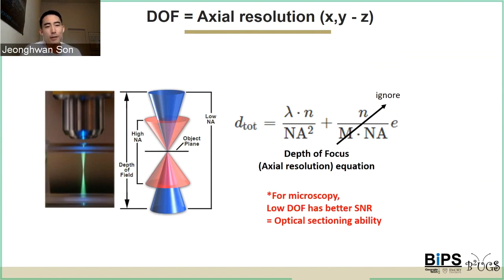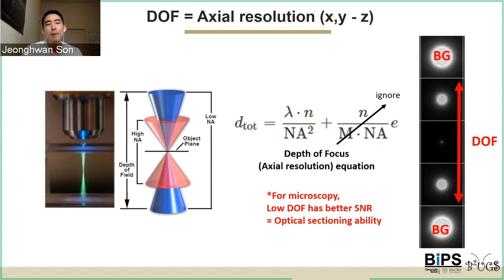Unlike photography, where higher depth of focus is better to have a closer object and a farther object at the same time, in a microscopy system, lower depth of focus is better for higher SNR, signal to noise ratio. Because high depth of focus means you will have unwanted background from the out of focus plane. It is also called optical sectioning ability.